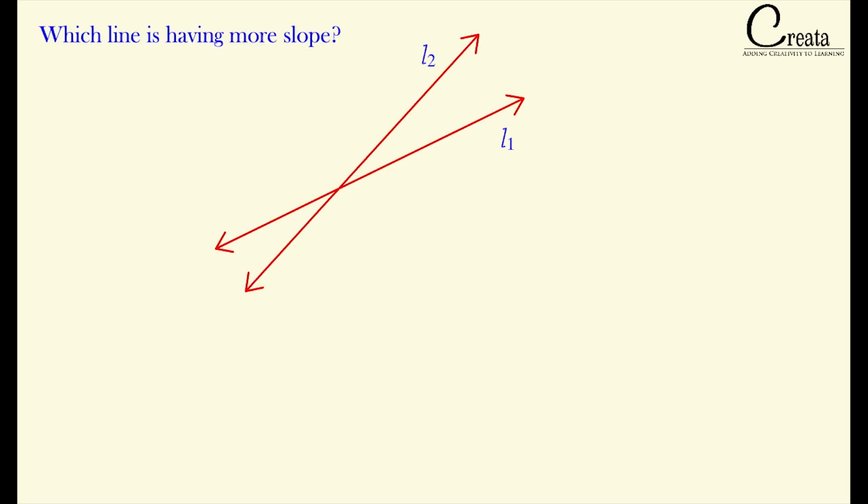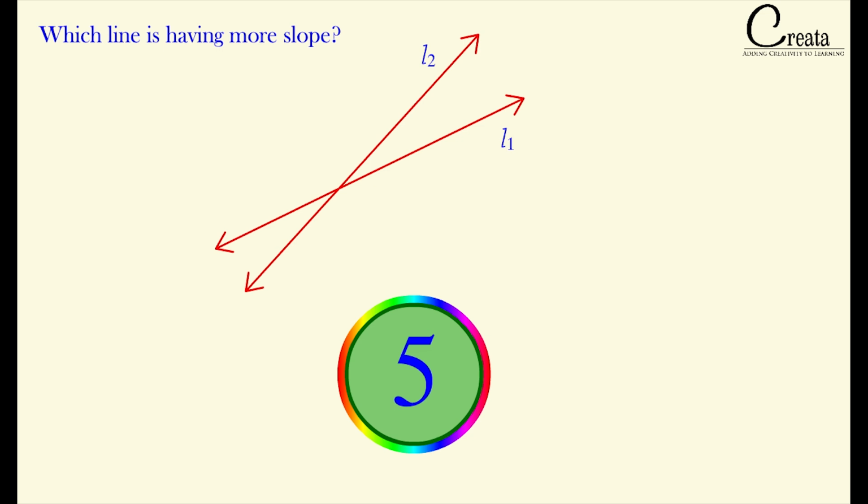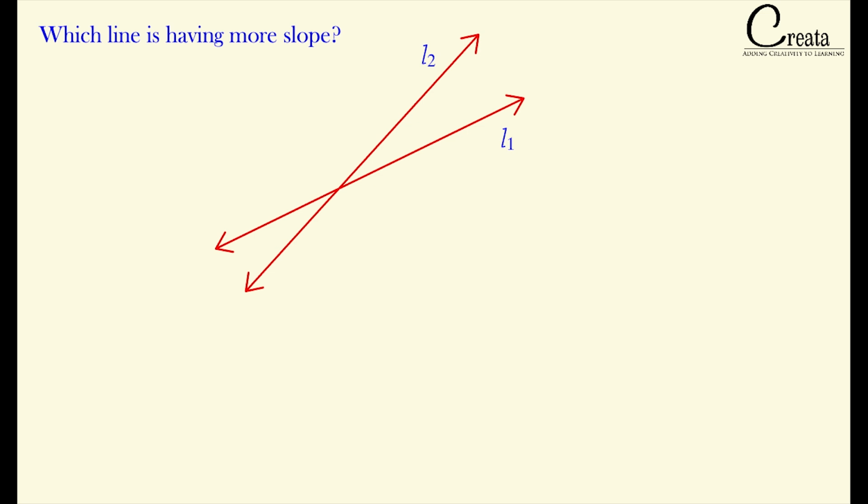Let's take one more question. Out of these two lines, which is having more slope? Okay, both of these lines are moving toward the northeast direction, means both of these lines are having the positive slope. And we know when theta range from 0 to 90, the slope increases from 0 to positive infinity. So the slope of line L1 will be smaller as compared to line L2. Okay, got it?